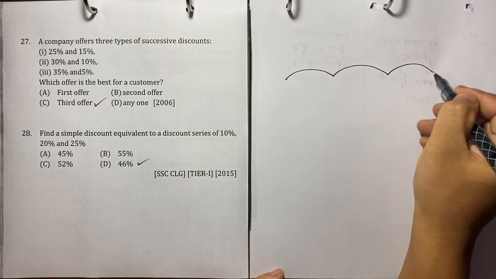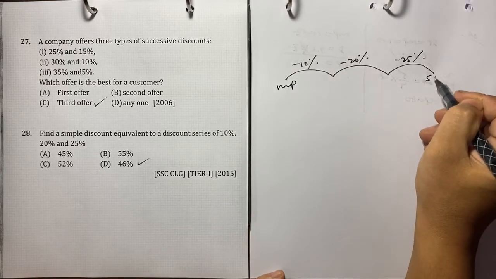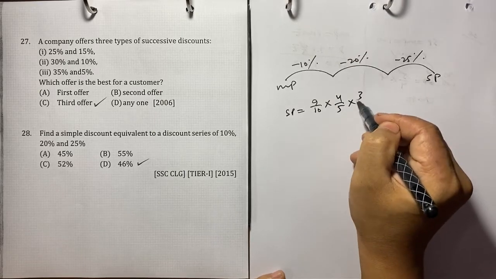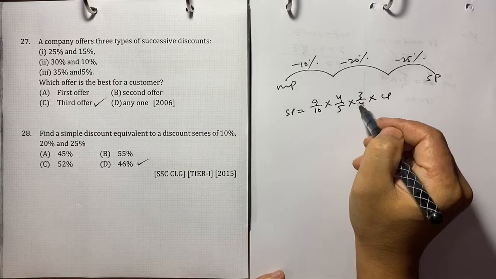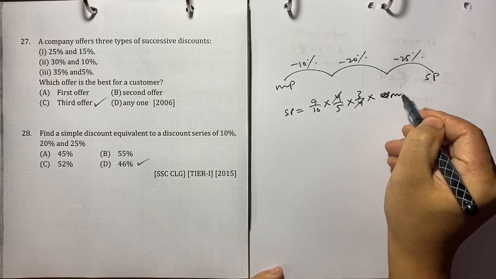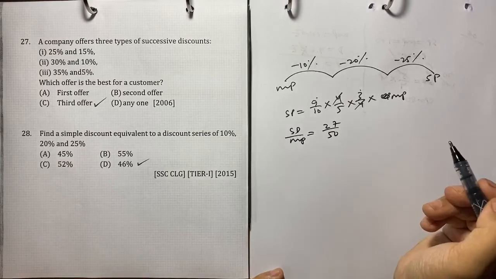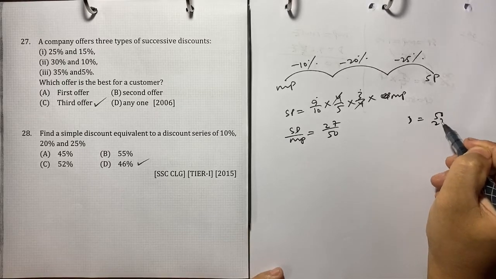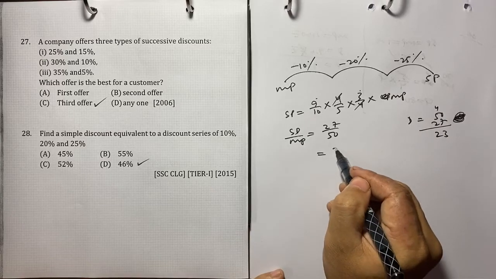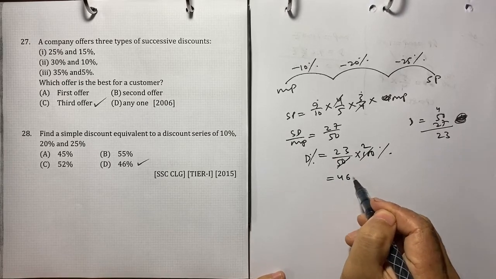Another method: let the mark price be this and the selling price be this. The selling price will be 9 by 10 into 4 by 5 into 3 by 4 into the mark price. So selling price divided by mark price equals 27 divided by 50. So the discount is 50 minus 27, which is 23. The percentage discount is 23 divided by the mark price into 100%, so I get 46%.